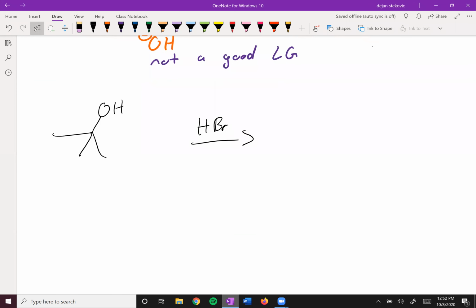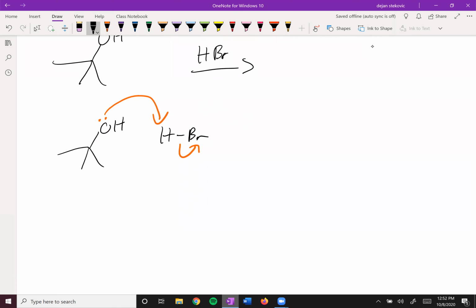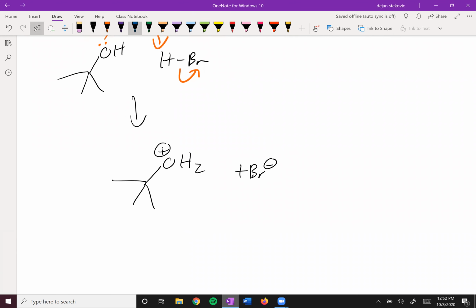And so if you react here, let's take a look at this reaction. In the first step of this reaction, we'll have an acid-base reaction to protonate our water or our hydroxide. And so this becomes OH2 plus a Br minus. And then if you think about this, this is water, and so this will be a good leaving group.